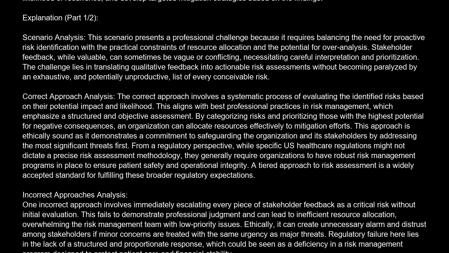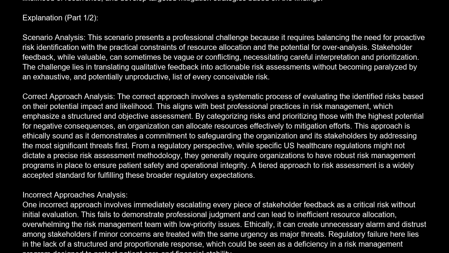Stakeholder feedback, while valuable, can sometimes be vague or conflicting, necessitating careful interpretation and prioritization. The challenge lies in translating qualitative feedback into actionable risk assessments without becoming paralyzed by an exhaustive and potentially unproductive list of every conceivable risk.